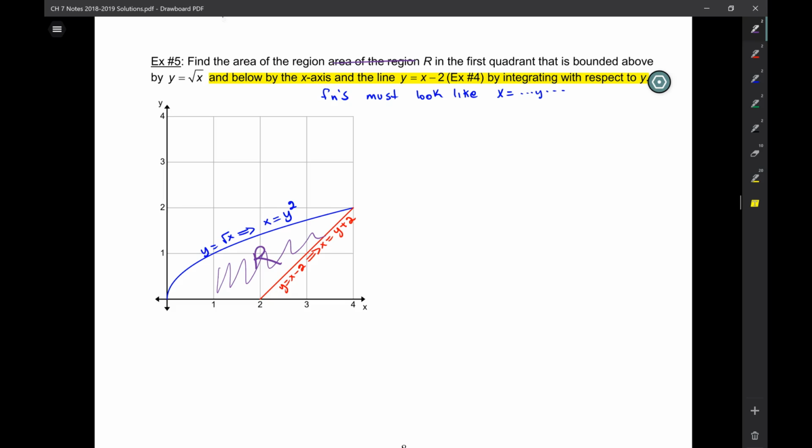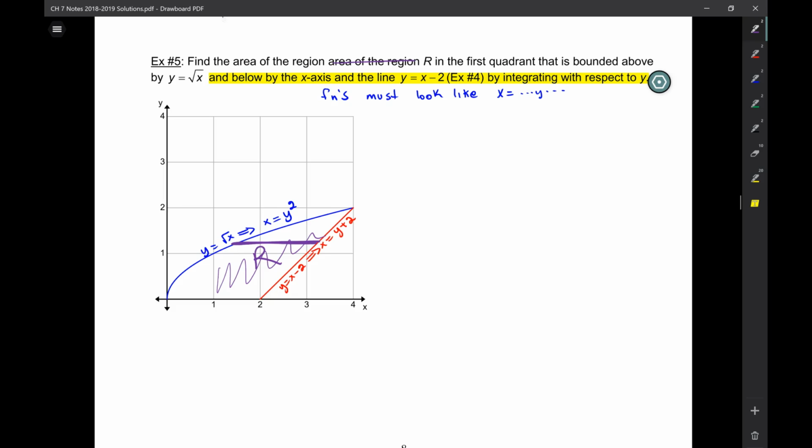If I'm integrating with respect to y, then I'm going left minus right. I'm sorry, right minus left, correct? So look, what's on the right? The red one. Left, the blue one. The red one, the blue one.